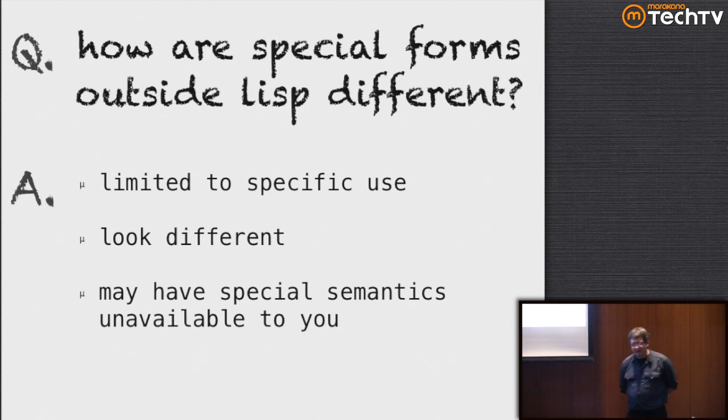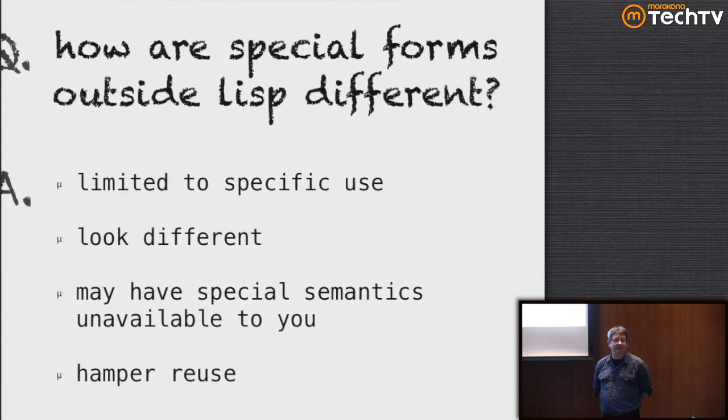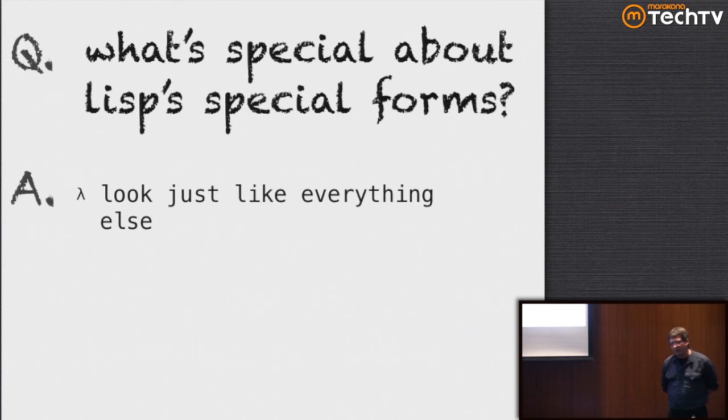Some of the special forms have special semantics that are not available to you, like the if statement and the way it does short-circuit Boolean evaluation. That facility is just not available to you as a developer. And because of that, they end up hampering reuse in a lot of situations. And I'll talk more about that in a second.